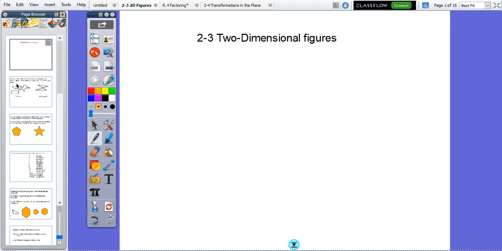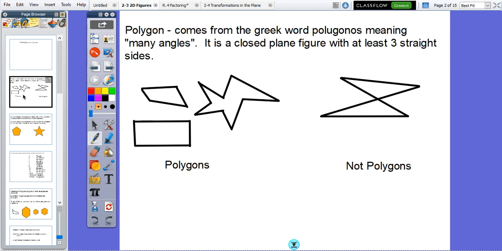So two-dimensional figures are anything on a flat surface. We talked about this back in chapter 1, but we call these irrational or undefined terms or undefined objects because technically there's no one set value, one set look to what a triangle is, what a square is, what a rectangle is, all that stuff. So let's look at the whole idea of these. Polygons, that's what these are. Polygons are our shapes. Polygons come from the Greek word polygonos, which means many angles.